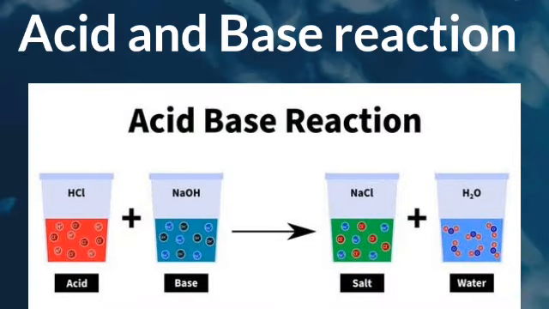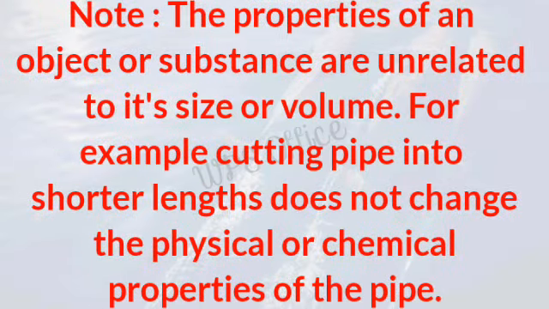Next, acid and base reaction. Acid and base reaction is also an example of chemical change. Acid can react with water to form hydrogen ion, while base can react with acid to form salt and water only. Or acid can turn blue litmus paper to red, while base can turn red litmus paper to blue. So these are some chemical changes.